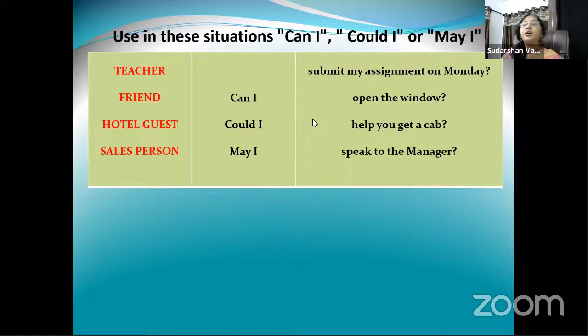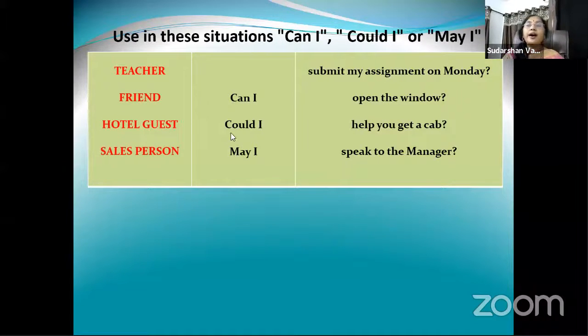Could I? Could I help you get a cab? Could I open the window? Could I speak to the manager? Salesperson. Could I? Semi-formal. So, could I open the window? You won't ask for a cab. Could I speak to the manager?